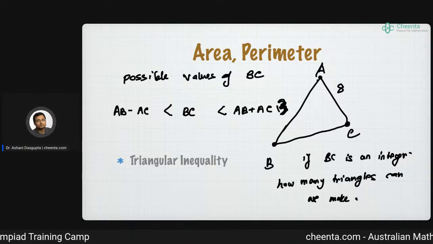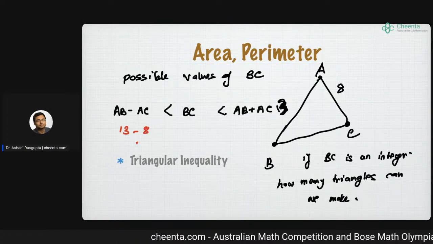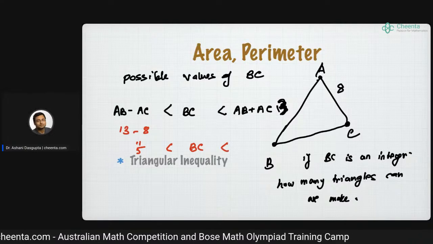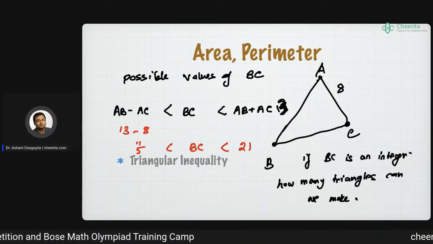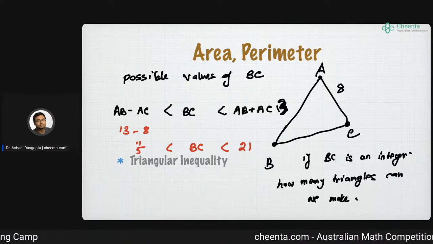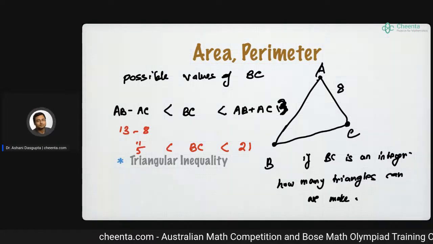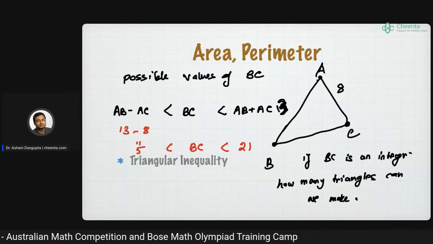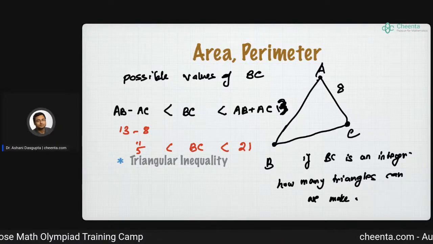Because AB minus AC is 13 minus 8, that is 5, and BC is less than AB plus AC, that is 21. So anything between 5 and 21 will work. So 6, 7, 8, 9, 10 up to 21. Up to 20, sorry, because it's an integer. So 6 to 20, all of them will work. Yes, very good. So 15 is the correct answer of this one.